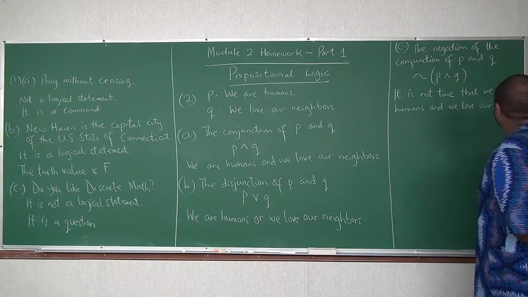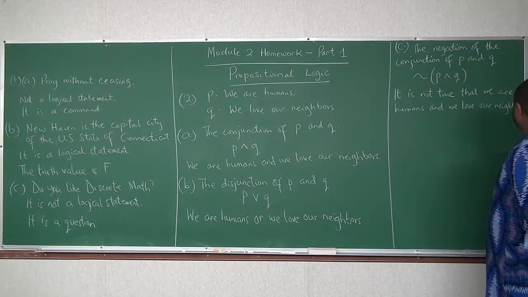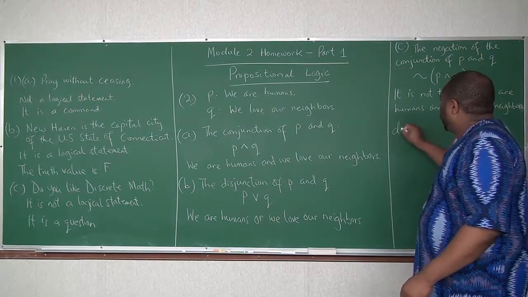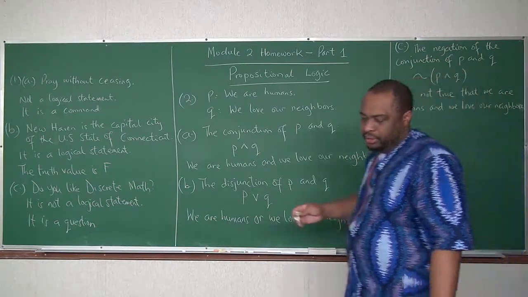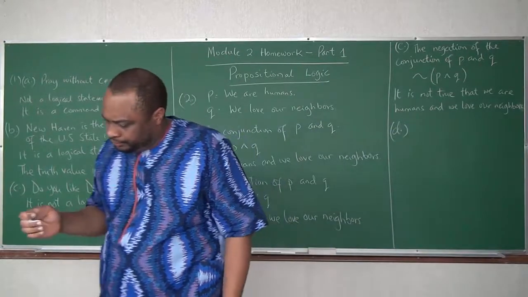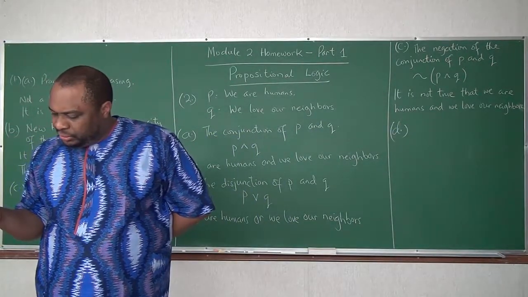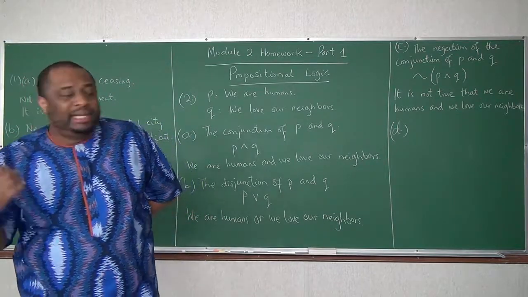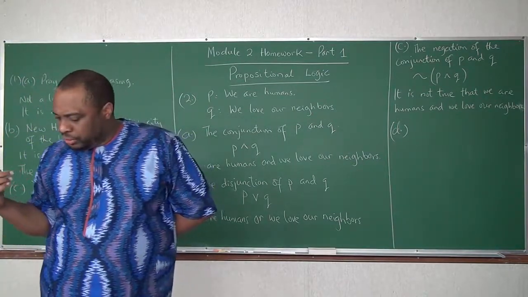It is not true that we are humans and we love our neighbors. Or you can say it is false that we are humans and we love our neighbors. That is the negation of the disjunction of P and Q.